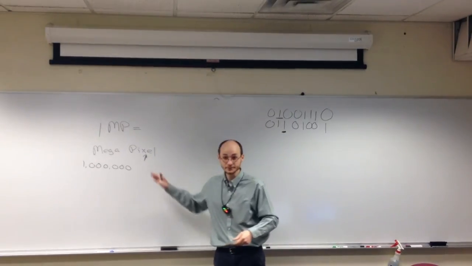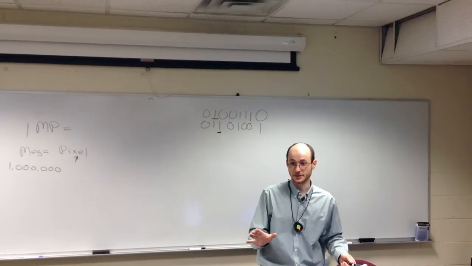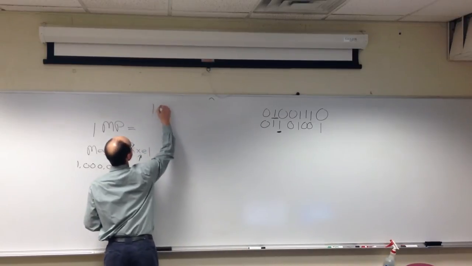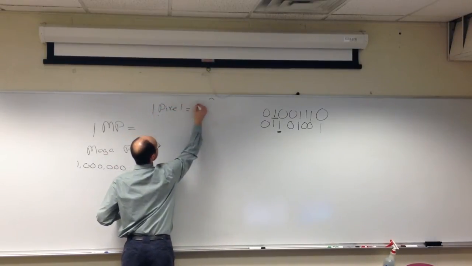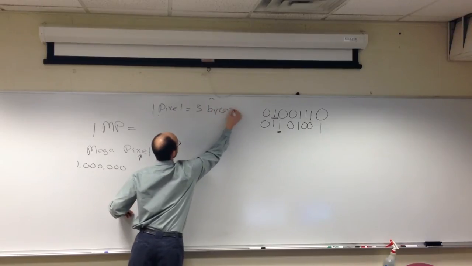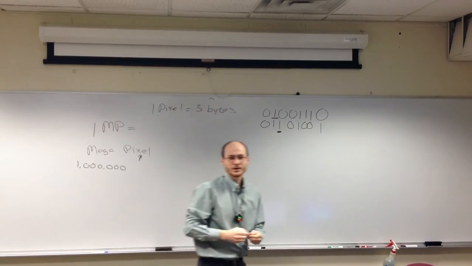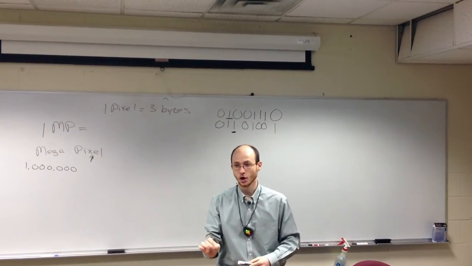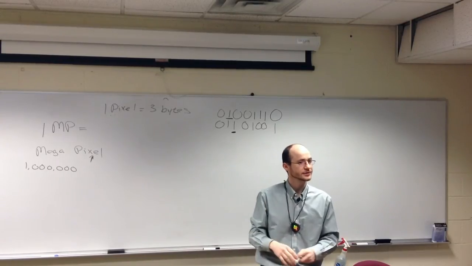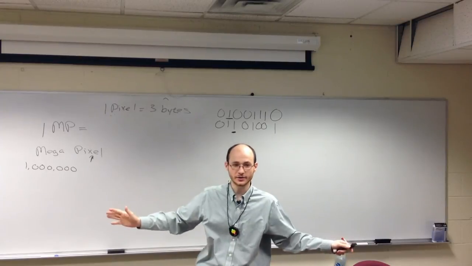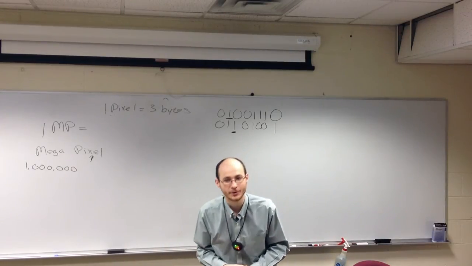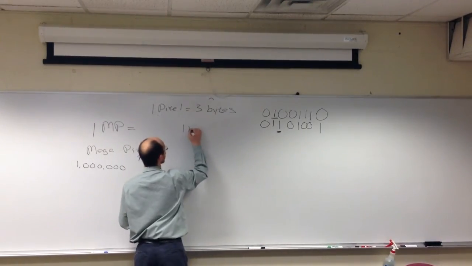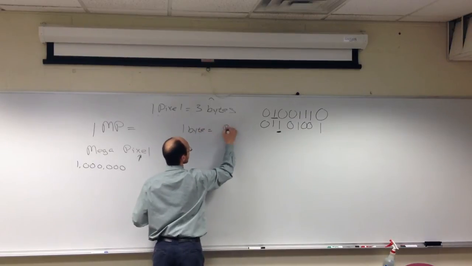Likewise, a pixel is just a byte, but there is a coefficient to it, if you will. 1 pixel equals 3 bytes. Where'd that 3 come from? Remember what a pixel is. It's a dot of color. How many colors do we need to make any color that we can see? In other words, how many primary colors are there? 3. So each byte represents a color.